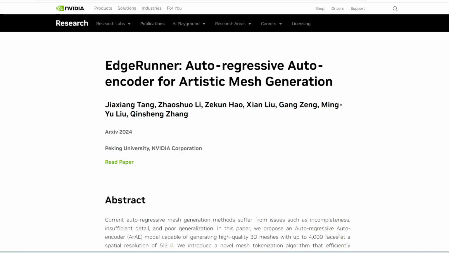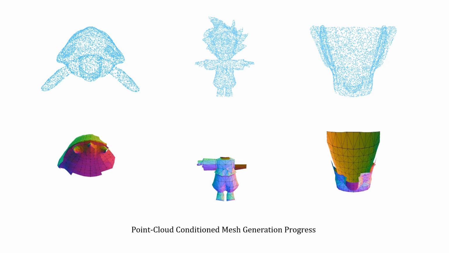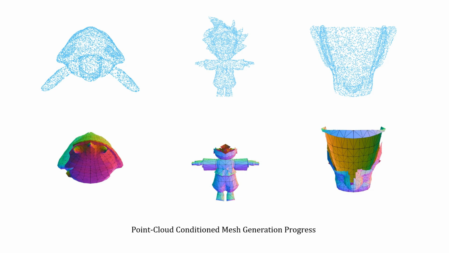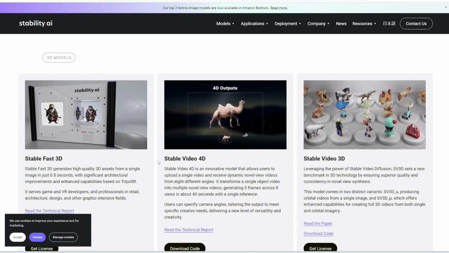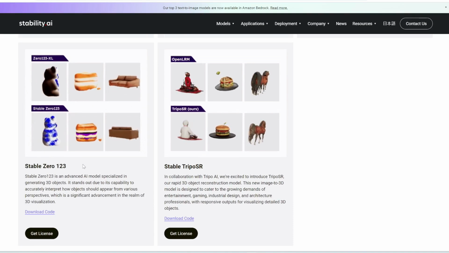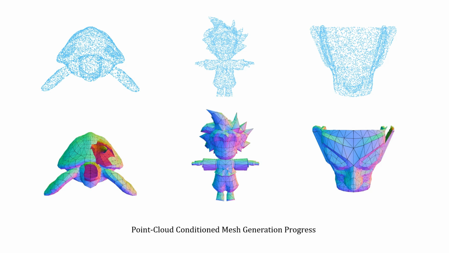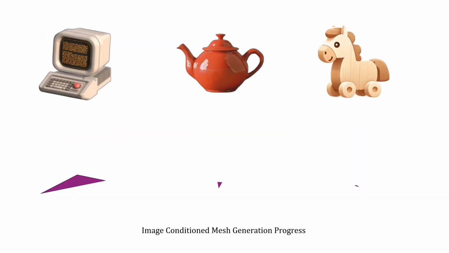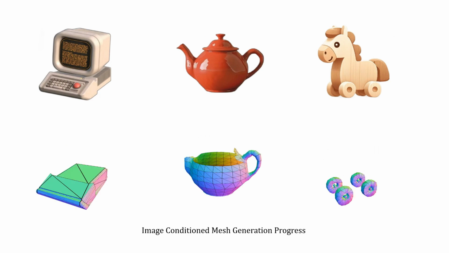Alright, next up, Nvidia releases this AI called Edgerunner, and this is a game changer for creating 3D models. Now, there are already plenty of AI tools out there that can output 3D models. For example, all these tools from Stability, such as Stable Fast 3D, Stable Video 4D, Stable Zero123, these can all output 3D models. And then Meta's 3D AssetGen can also output 3D models from a text prompt or from an image. But none of these produce meshes like a human modeler would, and that severely limits what you can do with these. With a mesh model, a human can further refine these objects if they wanted to.